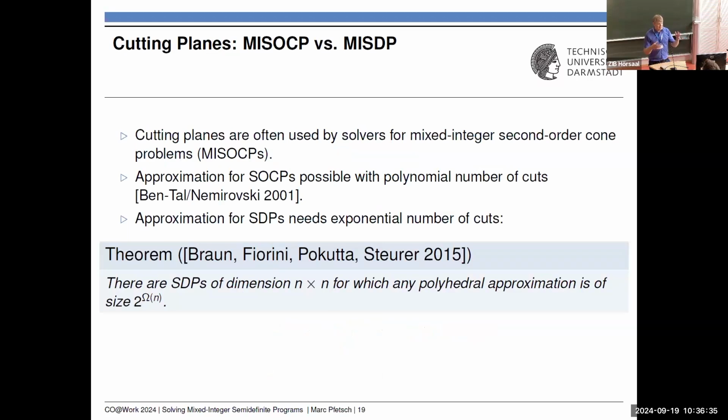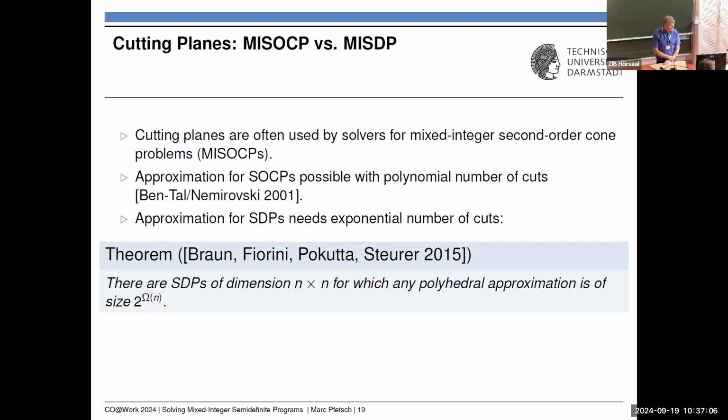Let's discuss this just for a second because there's an important difference. Maybe you have heard of mixed integer second order cone problems, which are very similar to SDPs, but the constraints require that a certain second order cone condition holds. Their theory is much nicer because you can show that you can approximate the corresponding sets by linear inequalities very well, or by extended formulations.